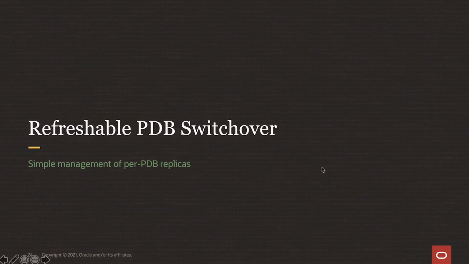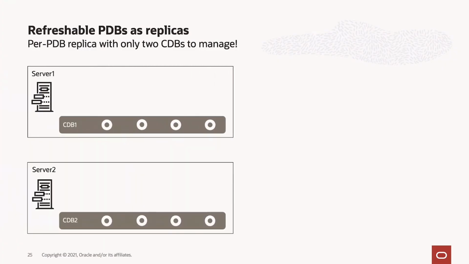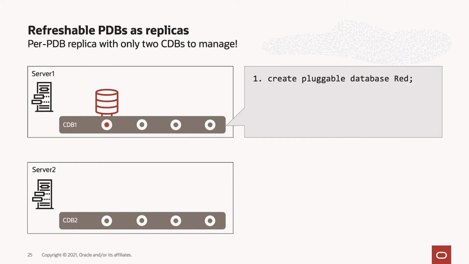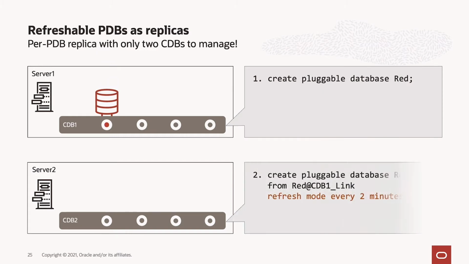The refreshable PDB switchover capability allows us to define replicas on a per PDB basis with only 2 CDBs to manage. We might start by creating a PDB named red in CDB1, and then simply creating a replica of this in CDB2 using the familiar refreshable PDB syntax.